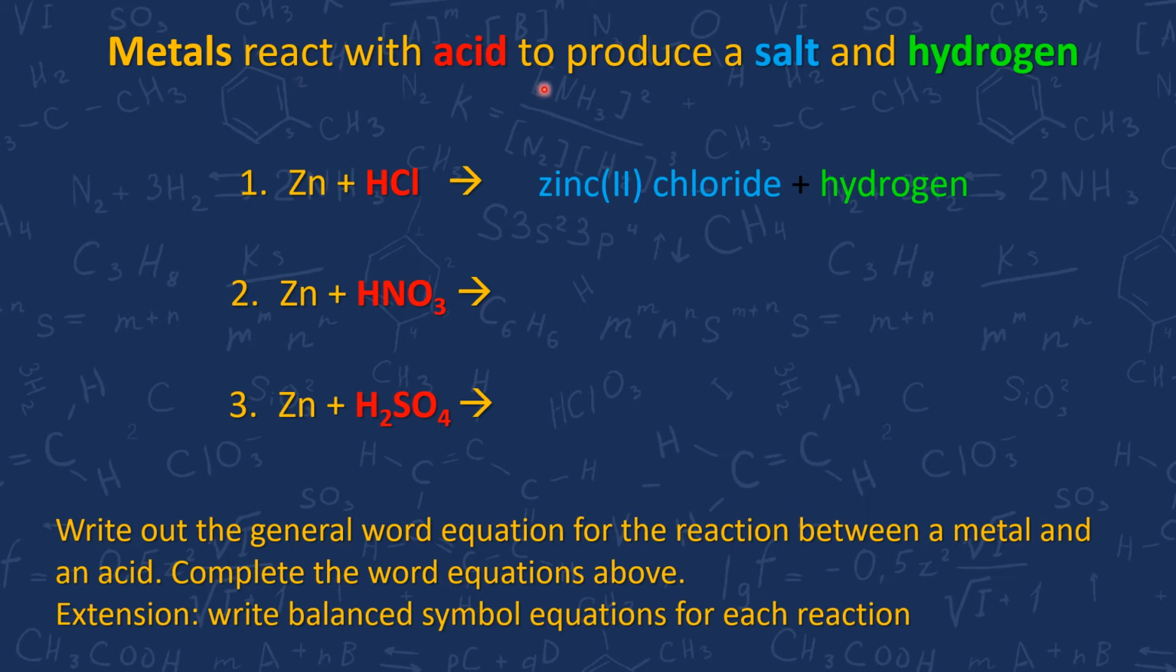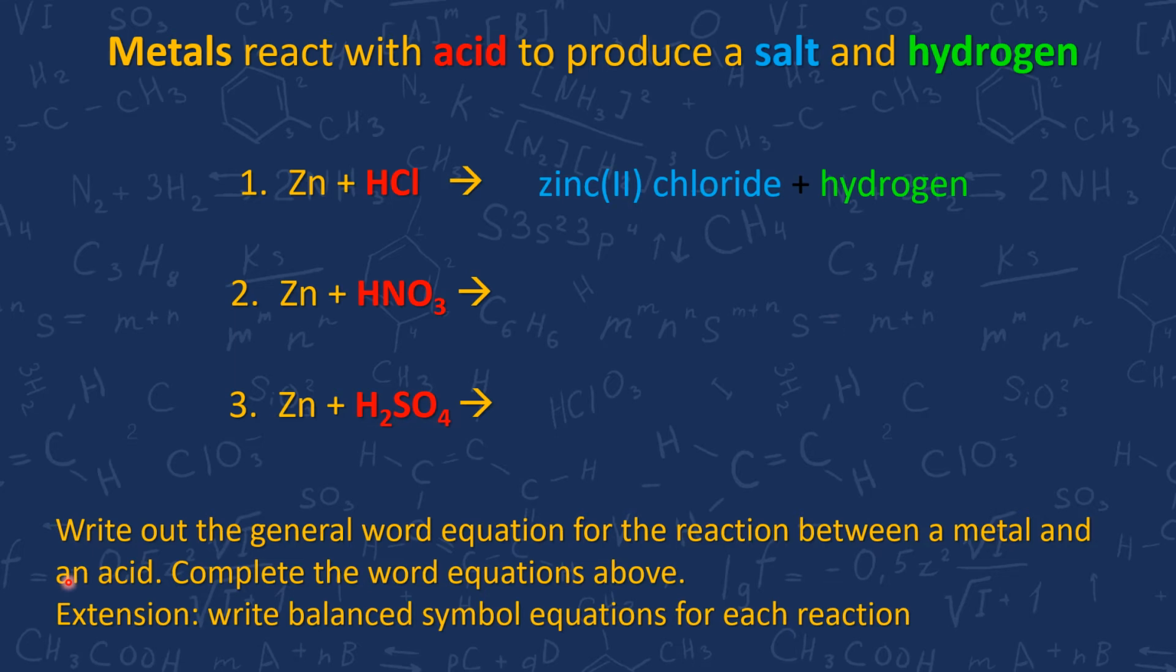So metals react with an acid to produce a salt and hydrogen. So zinc reacts with hydrogen chloride to produce zinc chloride plus hydrogen. So it's got rid of that hydrogen and the zinc and the chlorine go together to make zinc chloride. Okay, so that is the salt there, and the green is hydrogen. So all you need to do is take away the hydrogen and put the metal and the acid together and put the hydrogen on the end. Okay, so it produces a salt plus hydrogen.